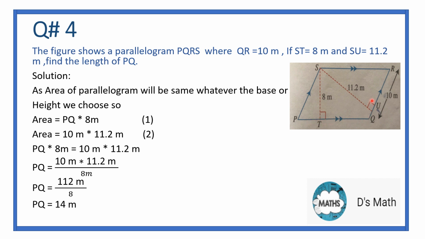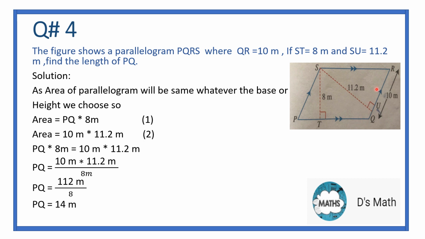If we look at this question, we will see that 10 meter will be the base if we consider 11.2 as height, and 8 meter will be the height if we consider PQ as the base. Okay, if we calculate the area of any particular parallelogram, whatever the measurements will be, whatever the height will be, whatever the base will be, the value of the area will be the same. It's not possible that if you take different measurements in the area of a parallelogram, then you can have different values of area. No, that is not possible.